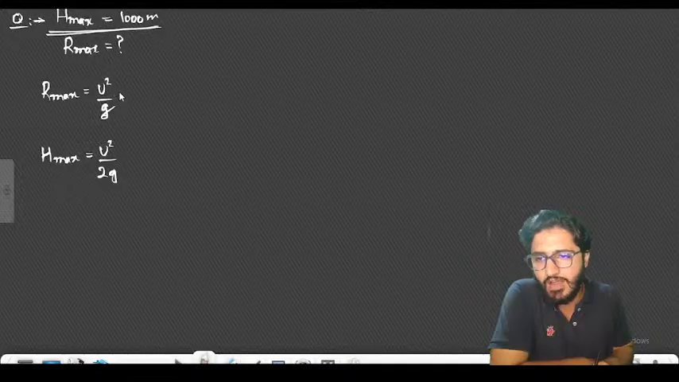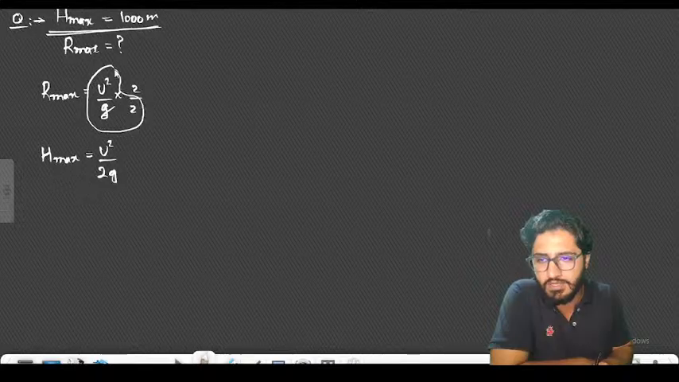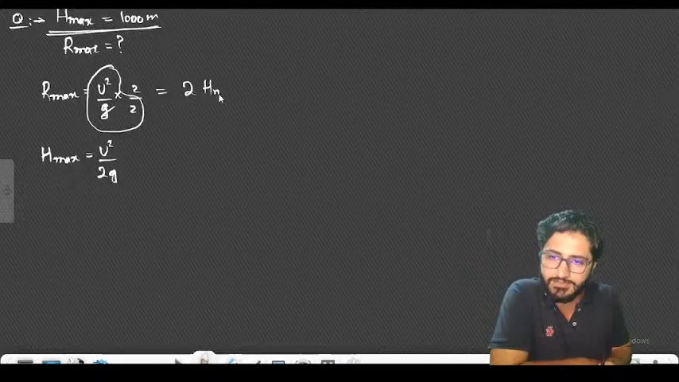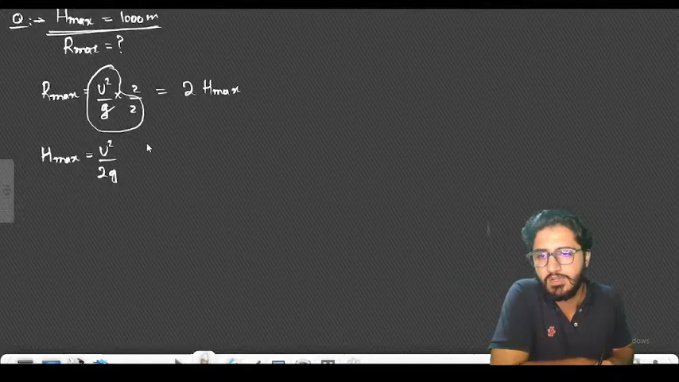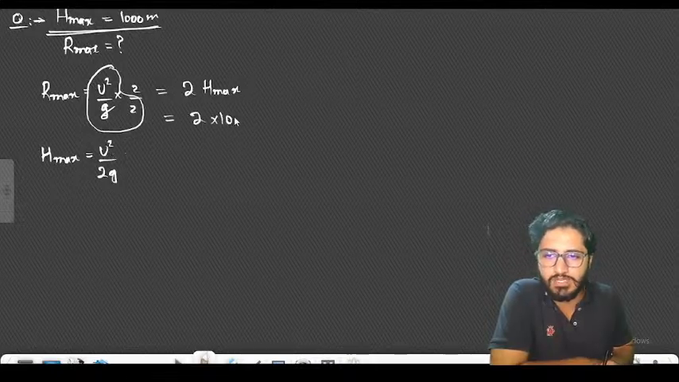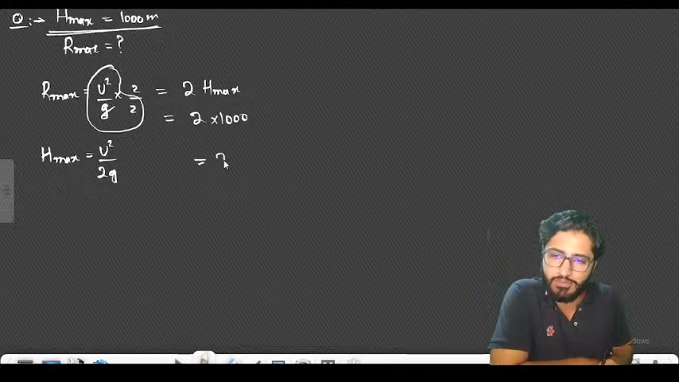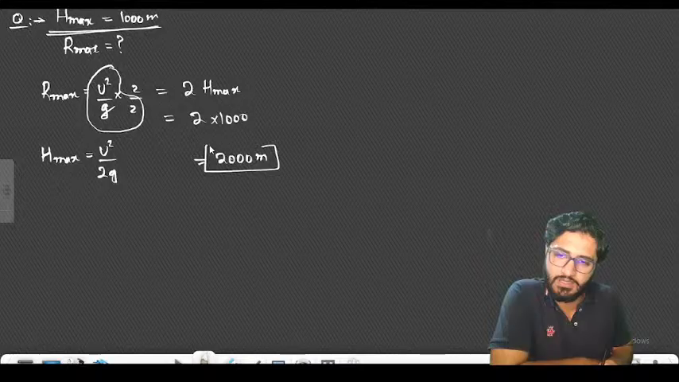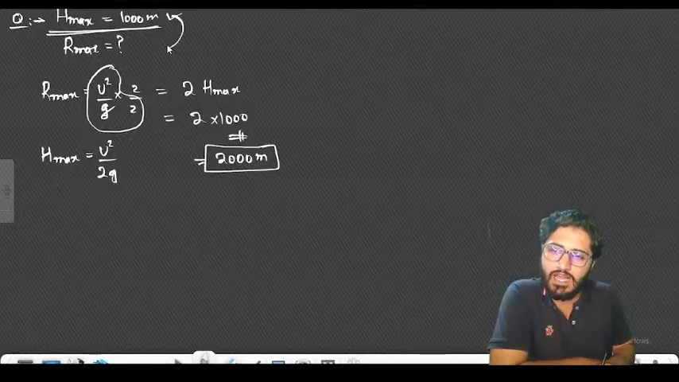H max is given. I will multiply it with 2 and divide it with 2. So R max is 2 times H max. H max is 1000, so my answer came out to be 2000 meter. Easy. So if H max is given, you can find R max.